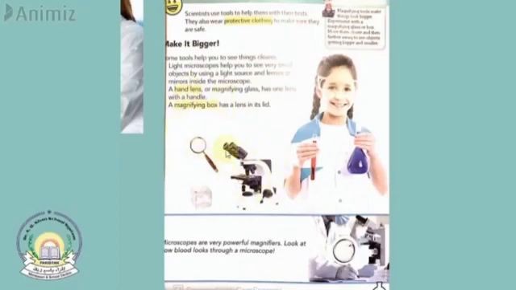A hand lens, this is a hand lens, or magnifying glass, is one lens with a handle. As you can see, this is one lens and this is a handle, and you can see through my magnifying glass. If you see through this lens, through this glass you are going to see bigger objects in front of you. A magnifying box, as you can see in this picture, has a lens in its lid, through which you can see different things.